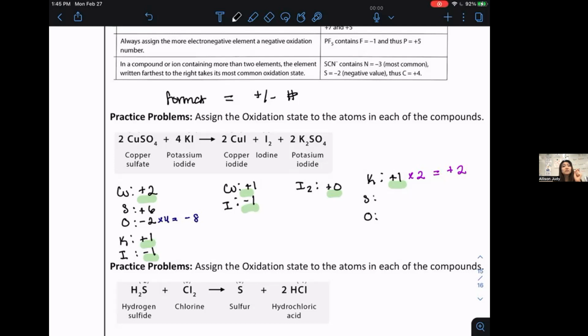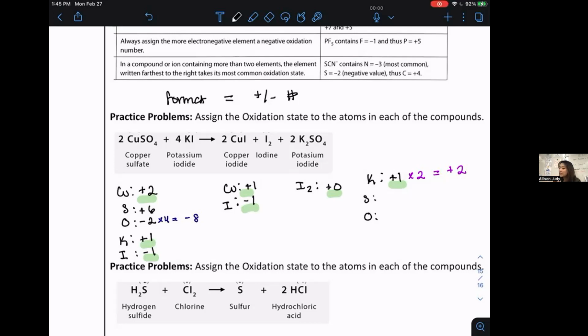Do oxidation states matter beyond identifying whether something is a redox reaction? Not really, until we might want to quantify based off of electron transfer. So we can do stoichiometry with this as well, but we're not there yet. That's coming.